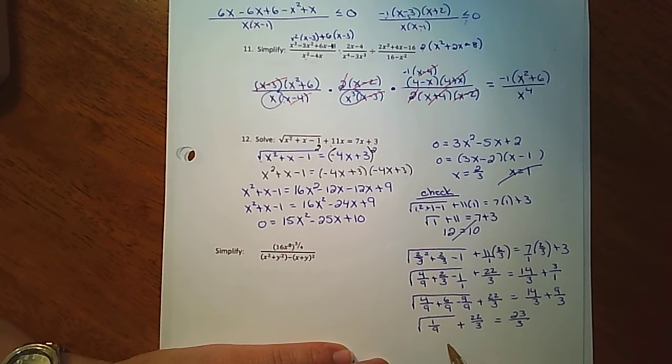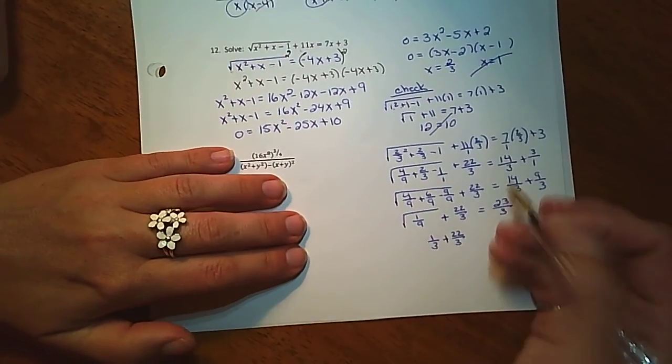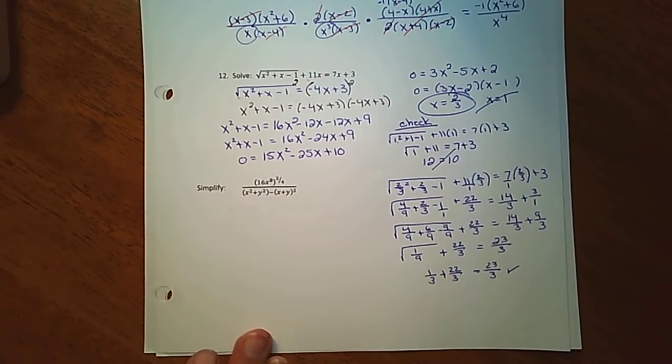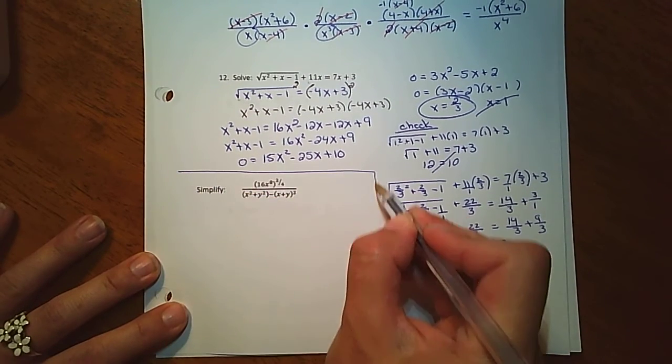Well, the square root of 1/9 is 1/3. You can see this. Will this equal 23/3? Sure does. So we circle the 2/3. So that's that one. I'm going to put a box around this.